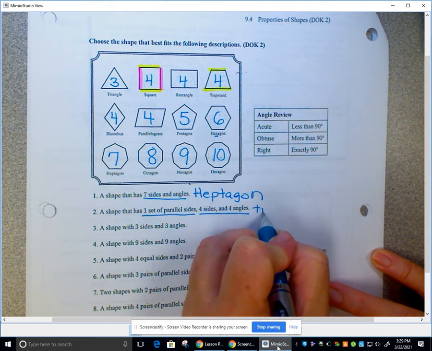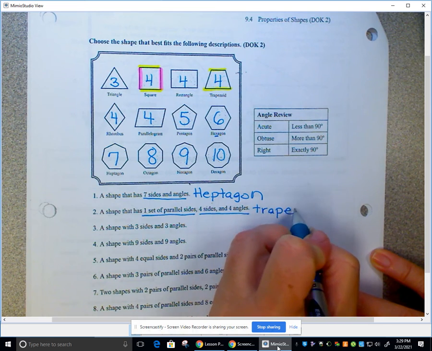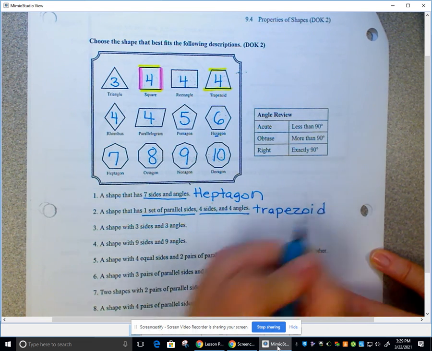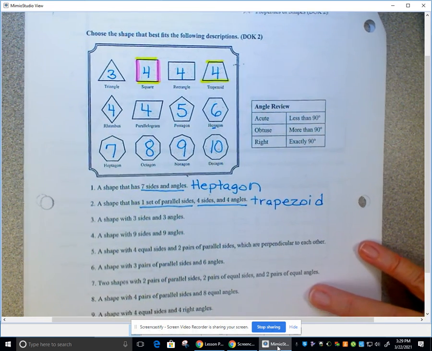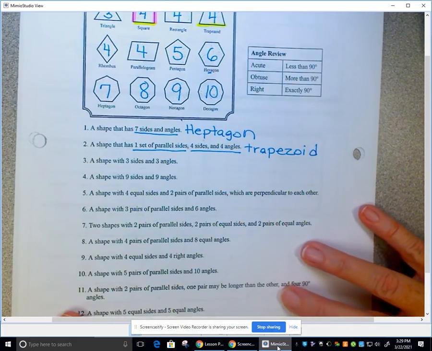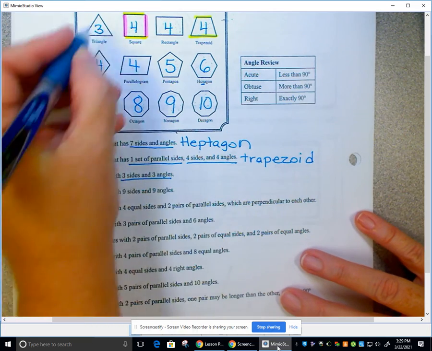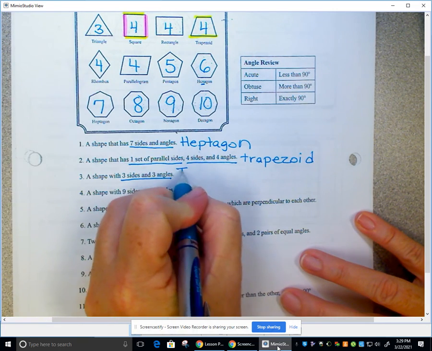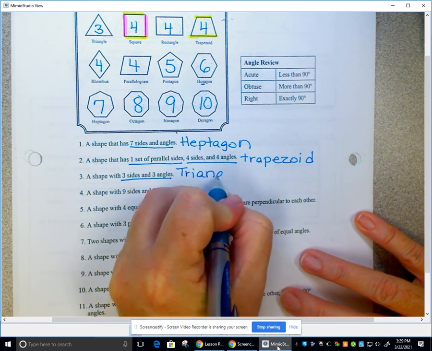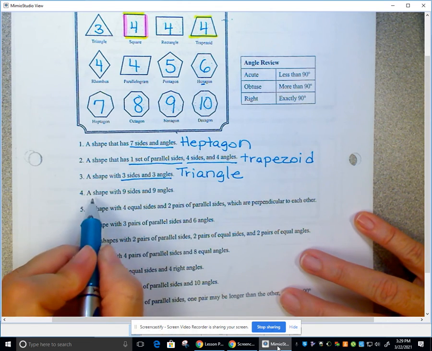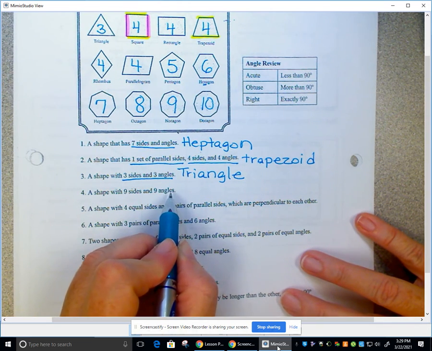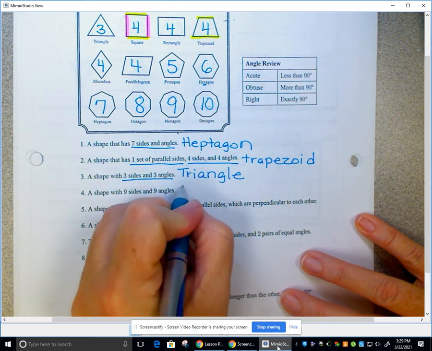And we will talk about that a lot. So hopefully you'll eventually know that like the back of your hand. Okay, a shape with 3 sides and 3 angles. Of course, that's the triangle. A shape with 9 sides and 9 angles, the nonagon.